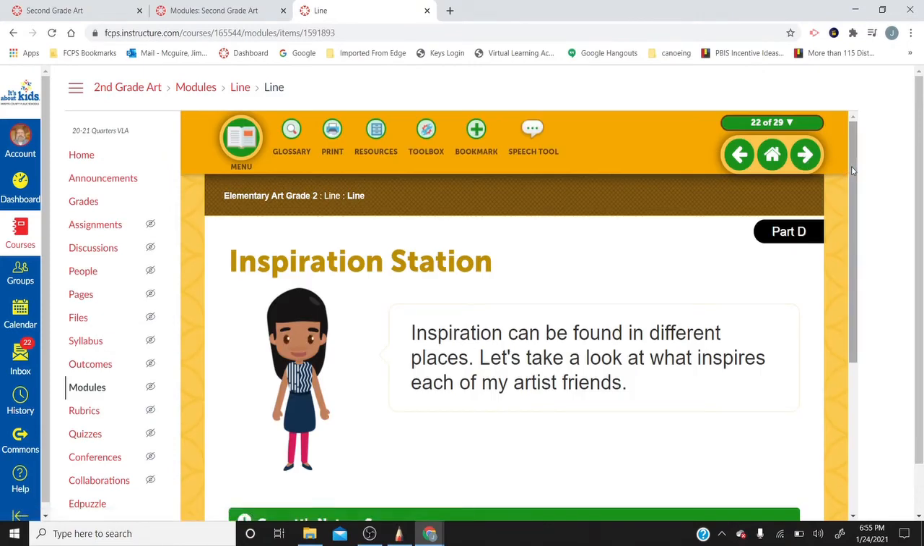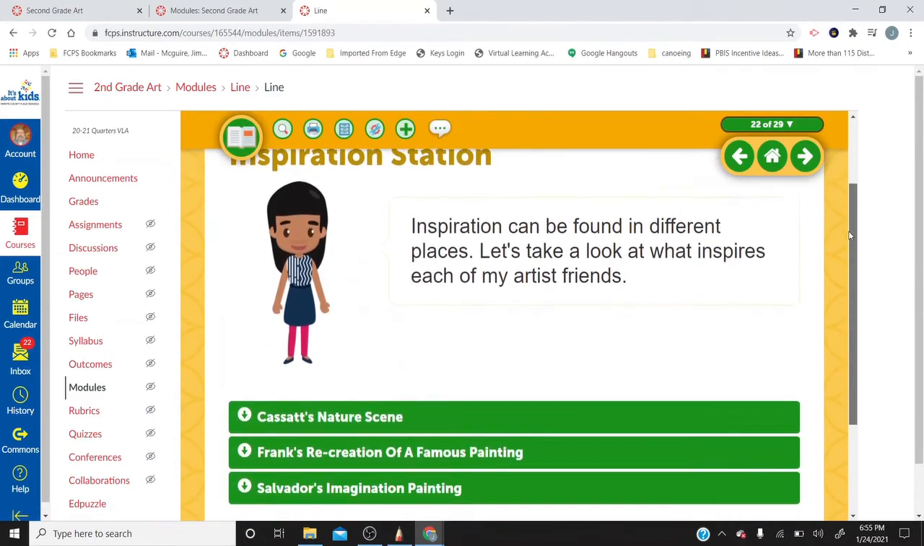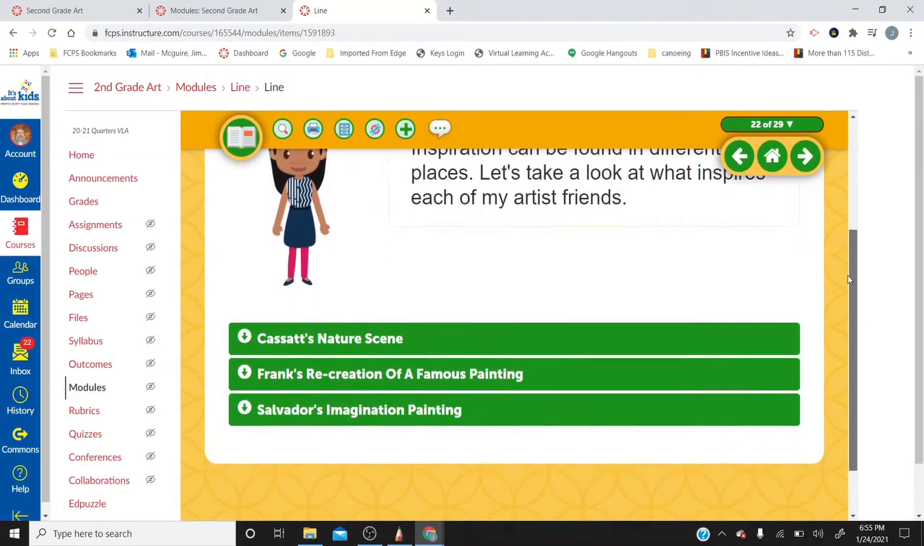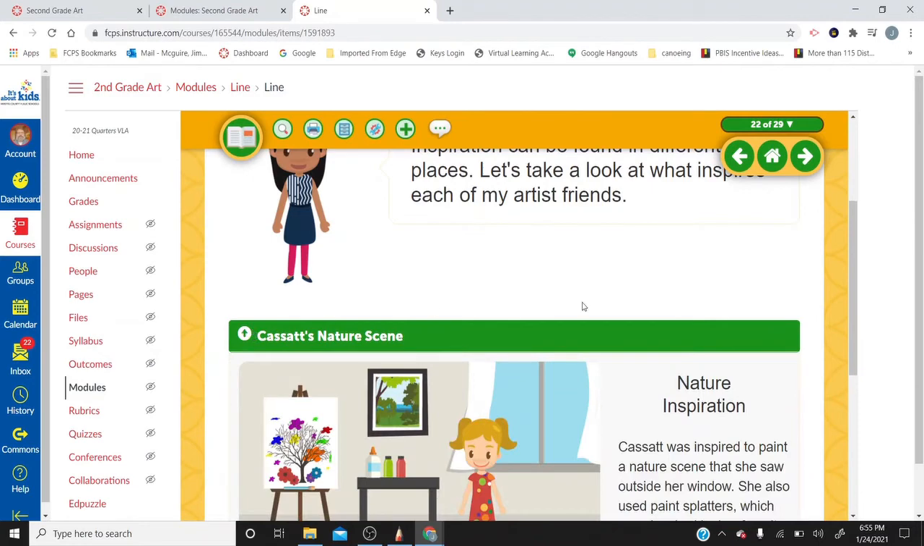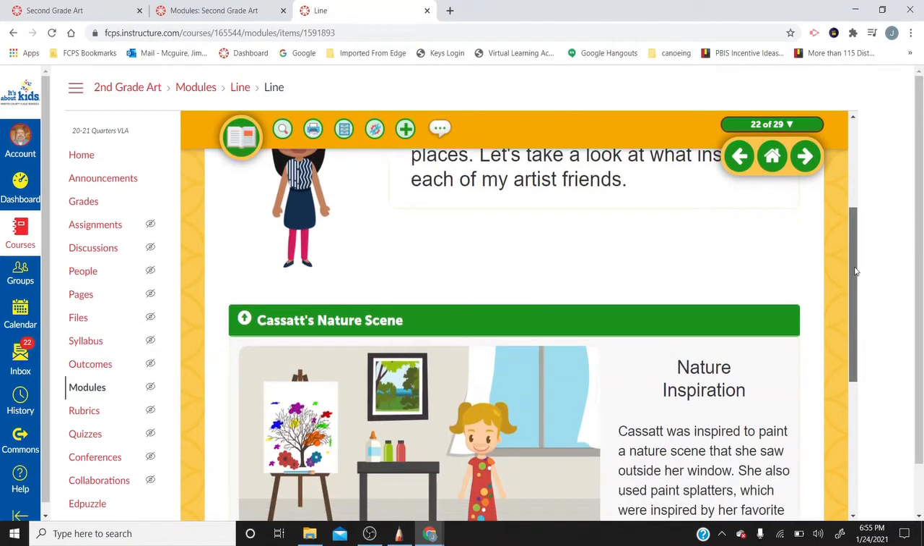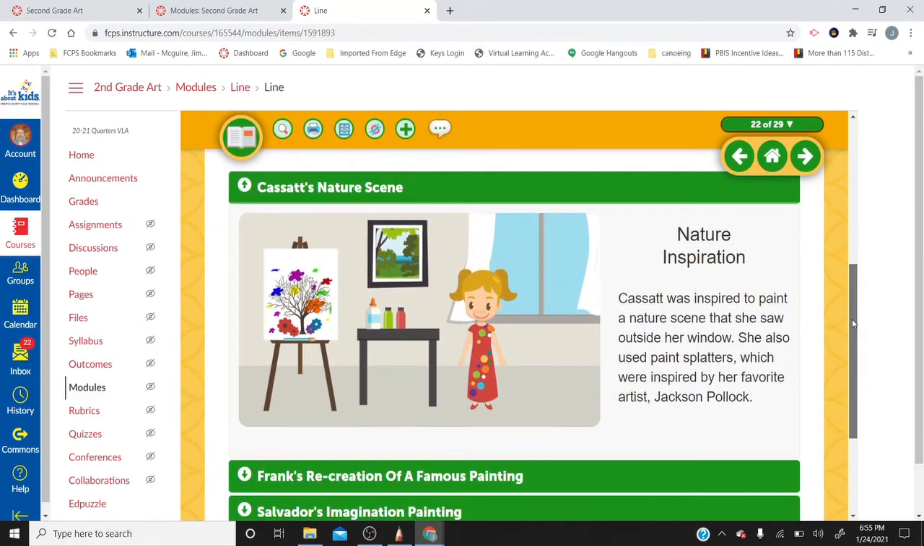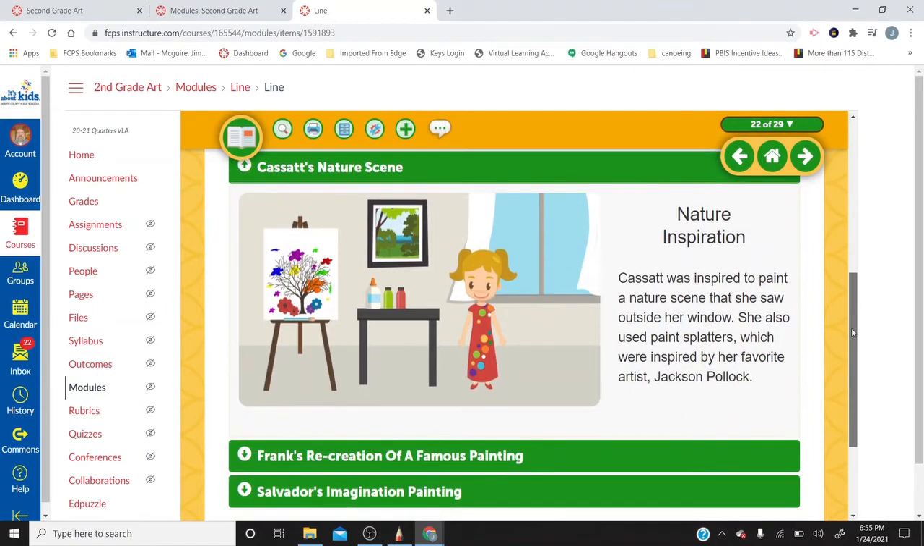The inspirational station. Inspiration can be found in different places. Let's take a look at what inspires each of my artist friends. So, Cassatt's nature scene. Nature inspiration. Cassatt was inspired to paint a nature scene that she saw outside her window. She also used paint splatters, which were inspired by her favorite artist, Jackson Pollock. Very nice.